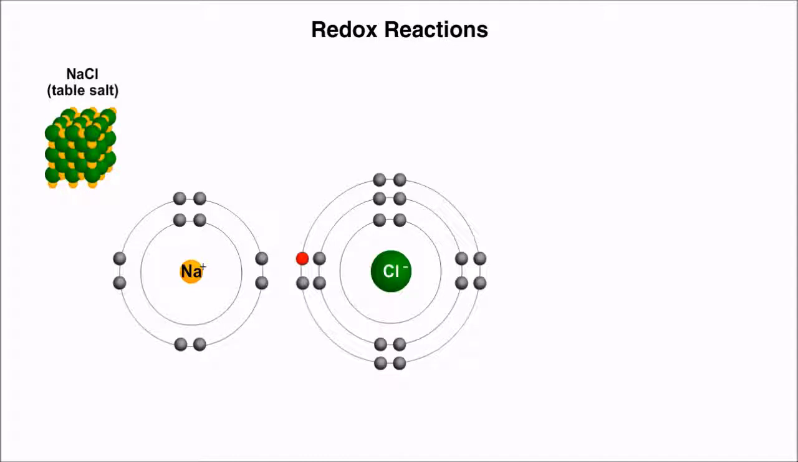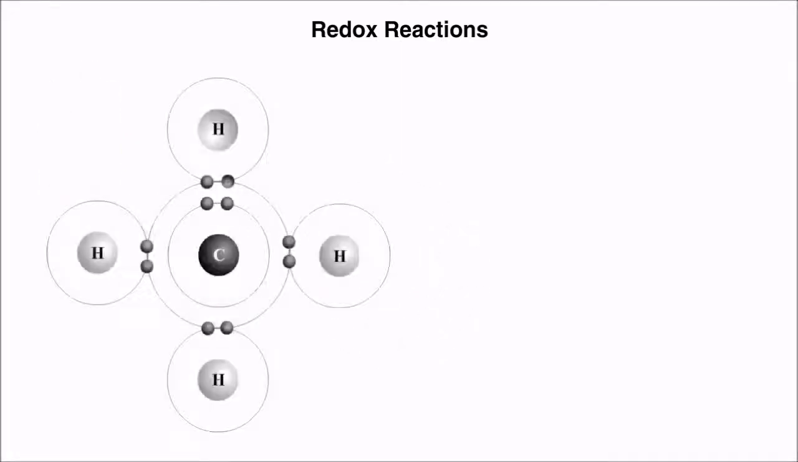In this redox reaction, the sodium atom lost an electron. It was oxidized. The new sodium ion is a positively charged cation. The chlorine atom gained an electron. It was reduced. The new chloride ion is a negatively charged anion. In redox reactions, electrons can be transferred completely from one molecule or atom to another, forming an ionic bond, or they can simply shift positions in covalent bonds. The combustion of methane is a good example of this second type of reaction.